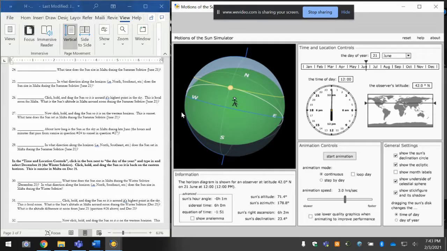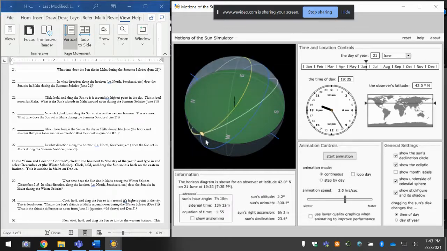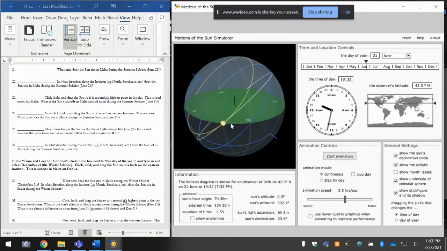Now click and hold and drag the sun to the western horizon. So let's do that. Bring it down here. Notice it sets there in the northwest, right at around 7:30 p.m. All right, about how long is the sun in the sky during, you're going to have to do the math for that one. And in what direction along the horizon does the sun set? You can see that pictured here.